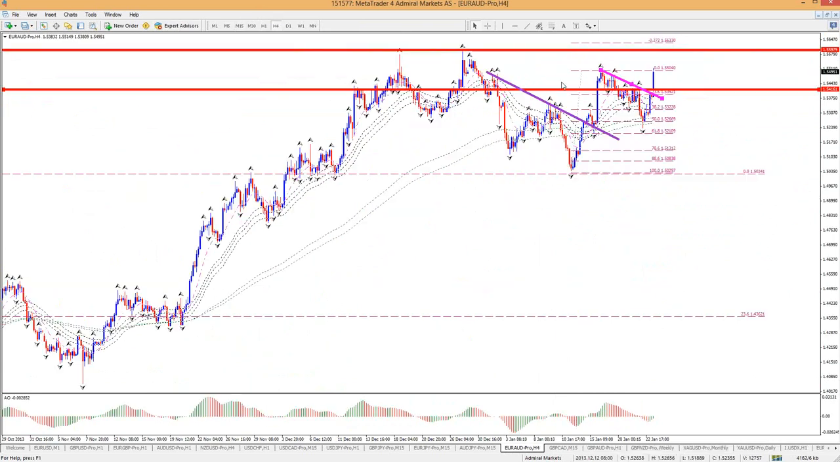The target of that break would be this 155.97 at the moment, right? This red resistance there.